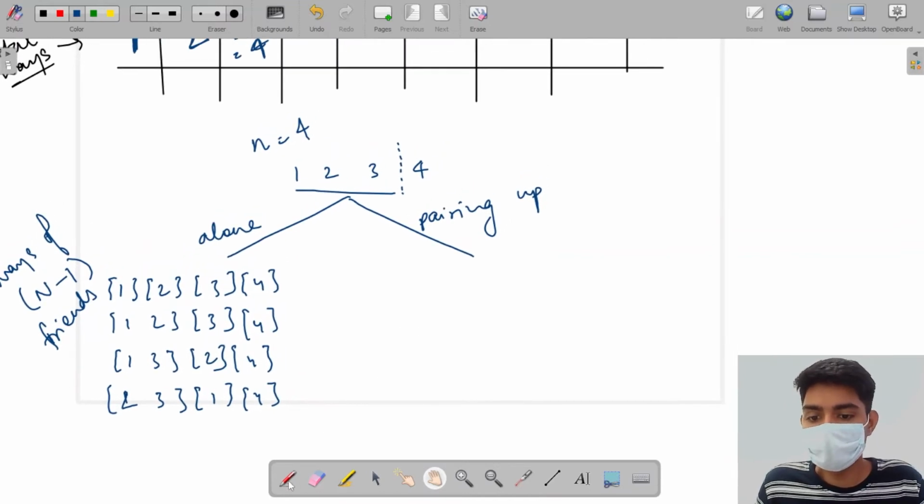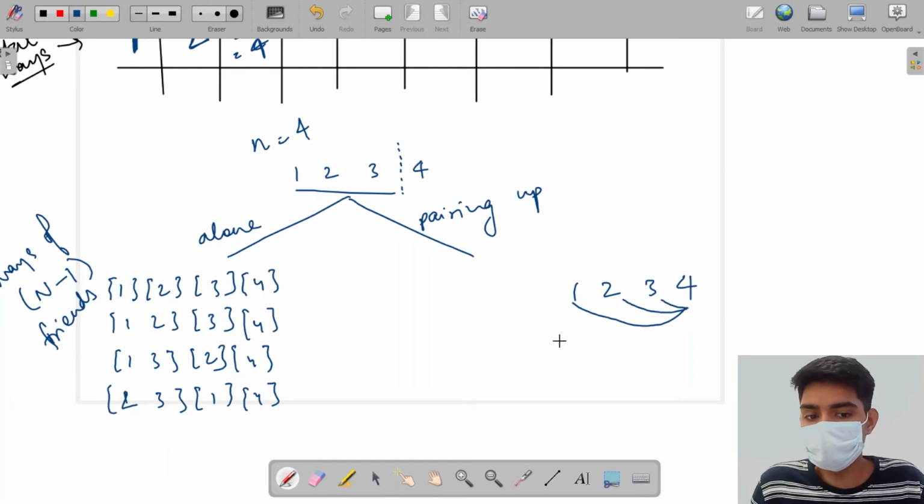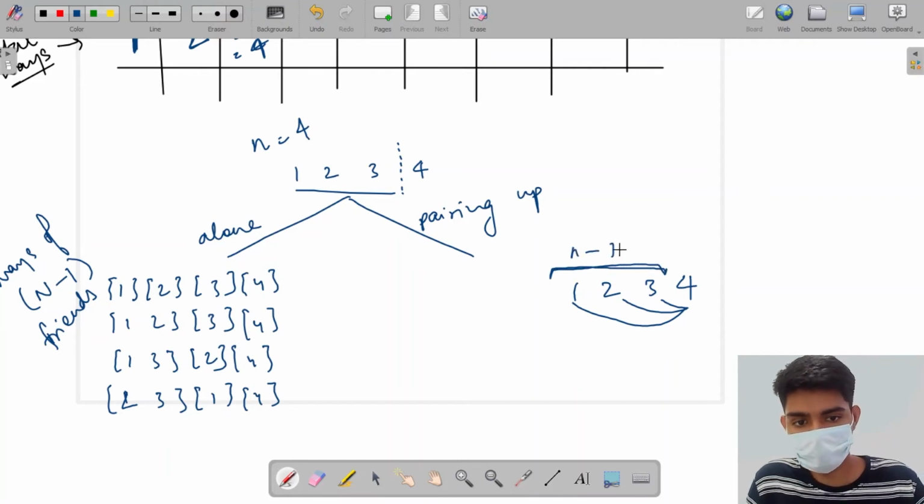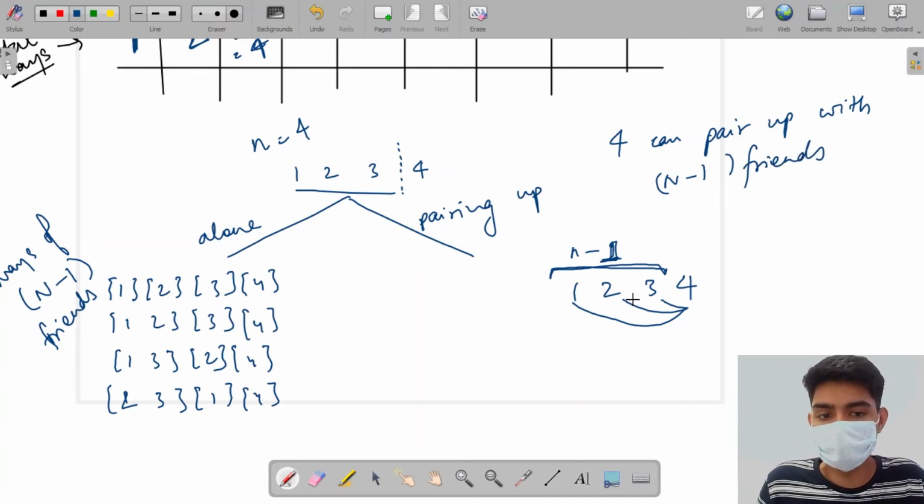But what if it is pairing up with someone? Let's see. Let's say I have 1, 2, 3, 4, something like this. Now, 4 can pair up with 1, 4 can pair up with 2, 4 can pair up with 3. Right? How many friends are here? There are n minus 1 friends, right? I have n minus 1 friends. So 4 can pair up with n minus 1 friends, right? 4 can pair up with n minus 1 friends.